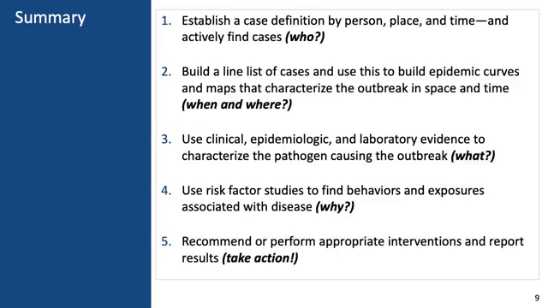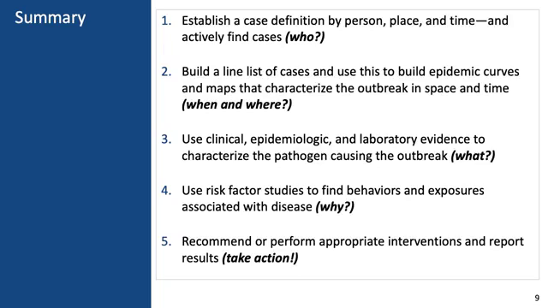To summarize everything we've talked about in this module, in investigating an outbreak, we want to first establish a case definition by person, place, and time and actively find cases. That is, answer the who of who's involved in the outbreak. Second, we want to build a line list of cases and use this to build epidemic curves and maps that characterize the outbreak in space and time. That is, characterize when and where the cases are occurring.